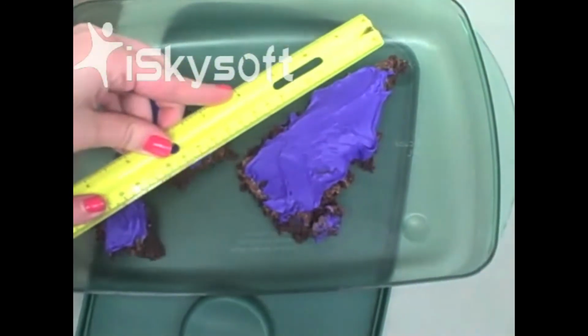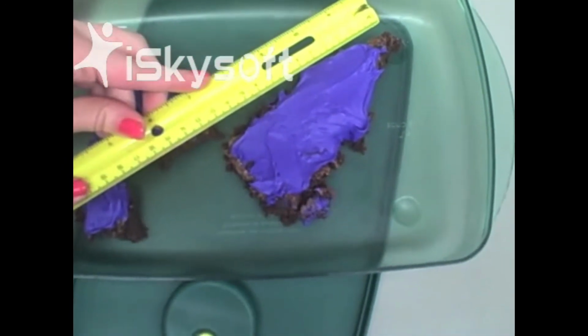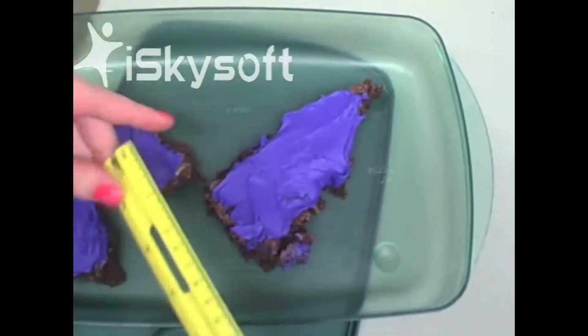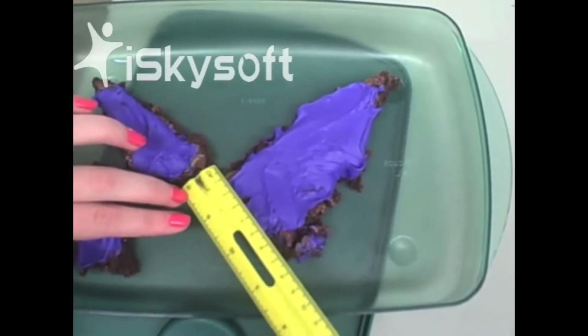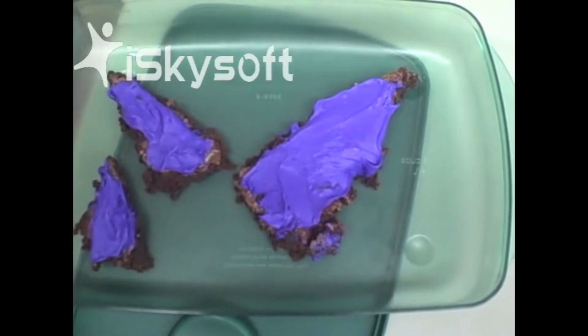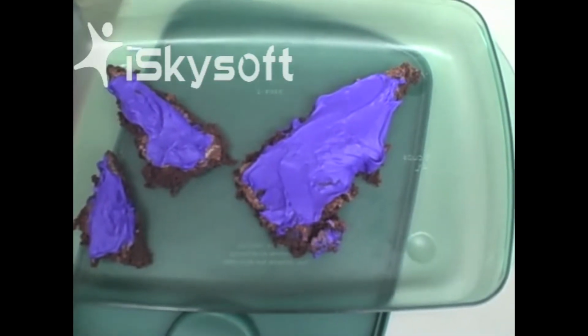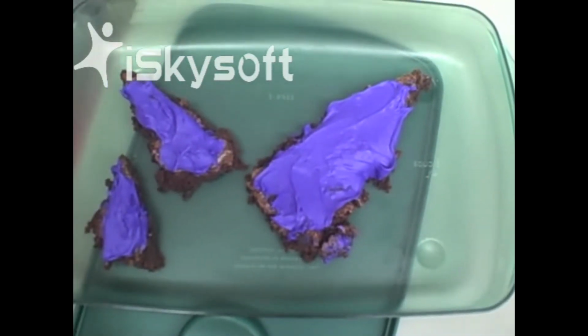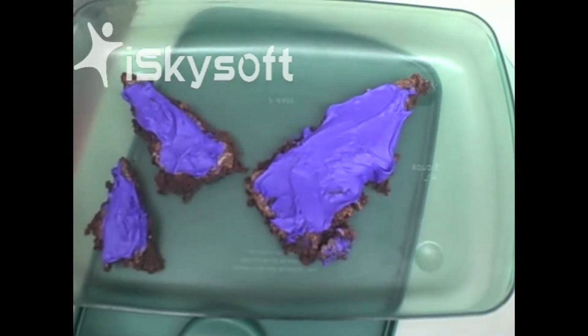So the height of the big triangle brownie is 14 centimeters. The base of the big triangle is 6 centimeters. 14 times 6 equals 84. 84 divided by 2 equals 42. So the area of the big triangle is 42 centimeters squared.